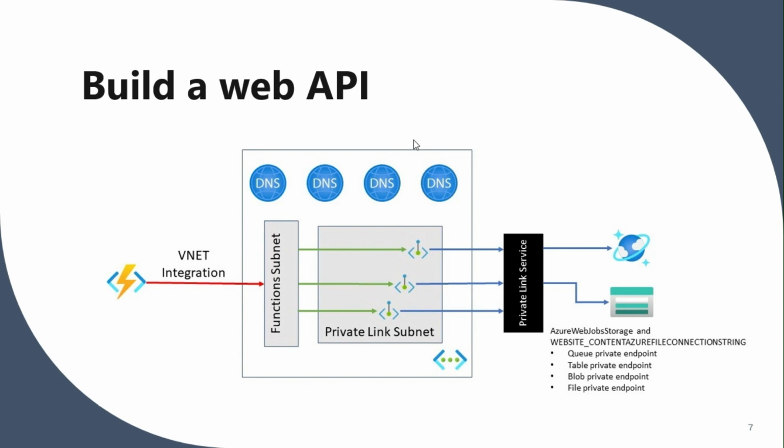If you see here, this is the overall architectural representation of what we are going to do. We'll be creating a function app, and this function app is going to integrate with a VNet, and then we will be creating a storage account. Public access to the storage account will be restricted, and this storage account is connected to the function app via a private link. We'll be creating a private DNS zone as well.